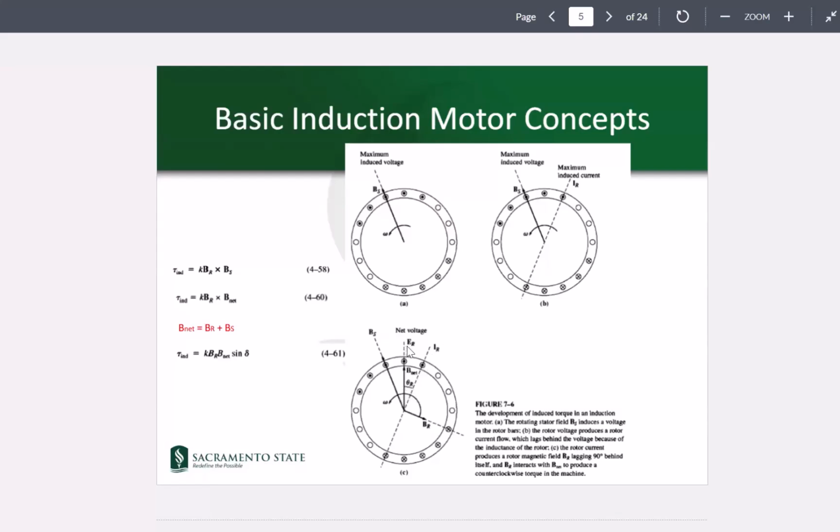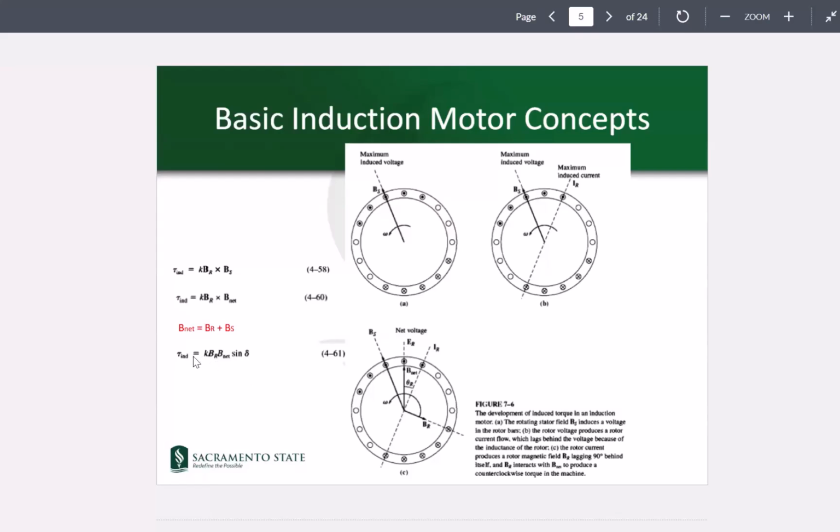What is ER? ER is the voltage that is produced or induced on the rotor, which is in the same direction as the B net. So the ER phasor and B net would be basically in the same direction. But this IR would be 90 degrees ahead of this BR with respect to the counterclockwise rotation.